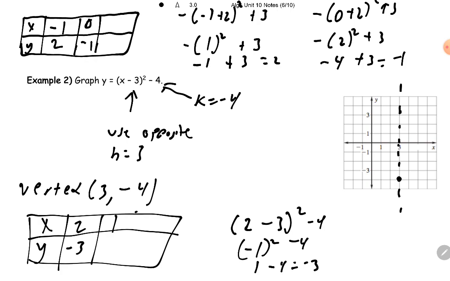If I plug in 1, I'll get (1 - 3) squared - 4, which is (-2) squared - 4, which is 4 - 4, which is 0. So in 2, I get negative 3. 1, I'll get 0. Mirror it over. Make my U.